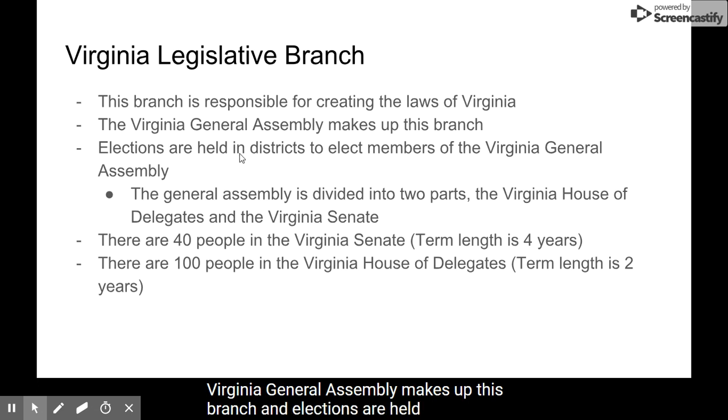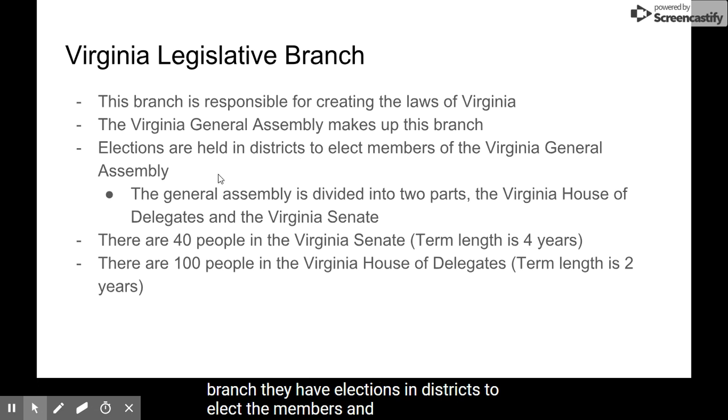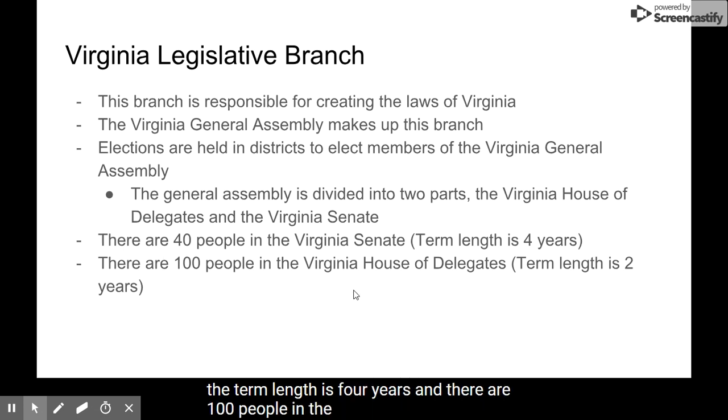And elections are held in districts to elect members of the Virginia Assembly. For the federal government, they have elections in states, but for the Virginia legislative branch, they have elections in districts to elect the members. And the General Assembly is divided into two parts. The first part is the Virginia House of Delegates, and the other part is the Virginia Senate. There are 40 people in the Virginia Senate, and the term length is 4 years. And there are 100 people in the Virginia House of Delegates, and the term length is 2 years.